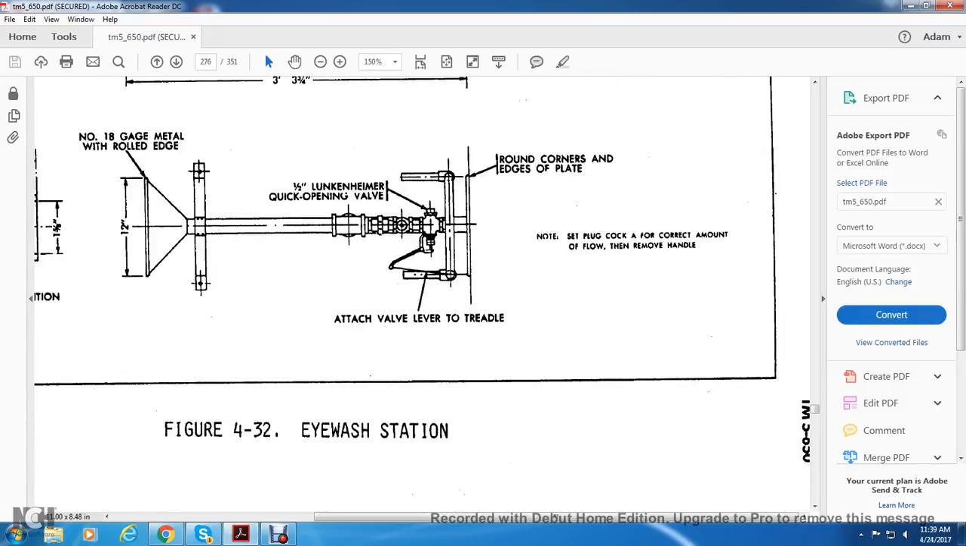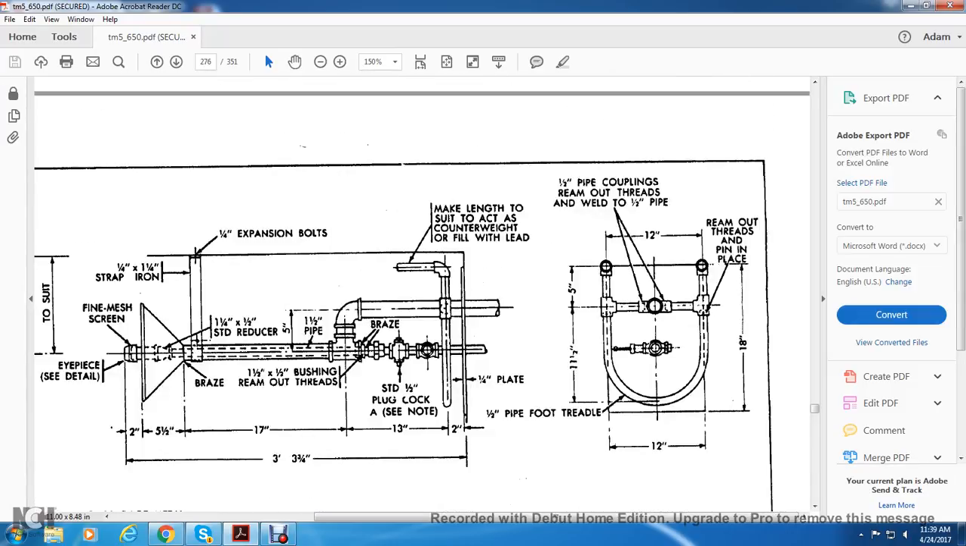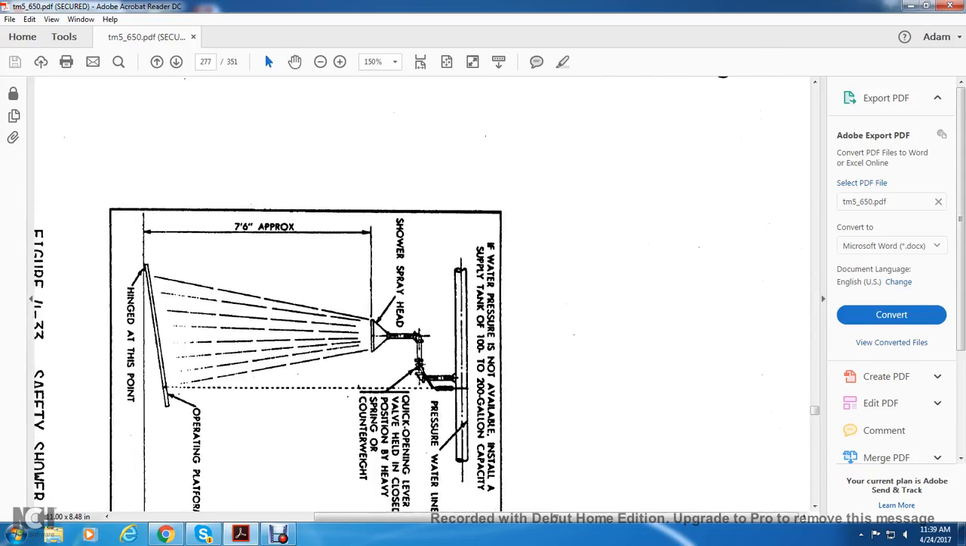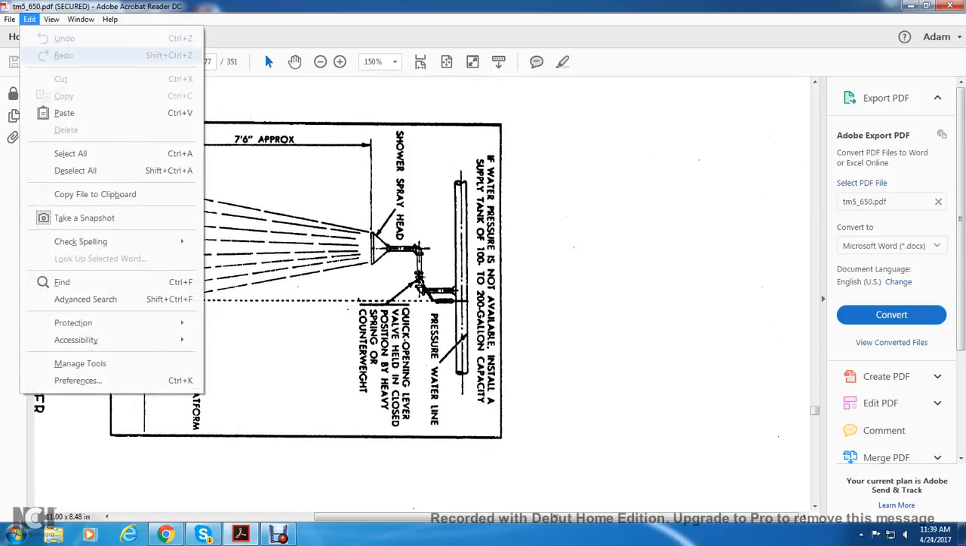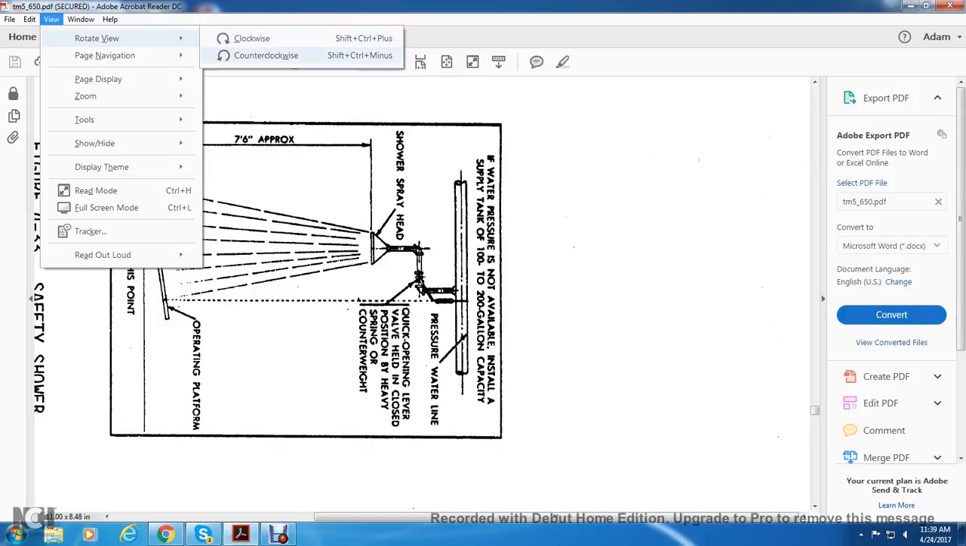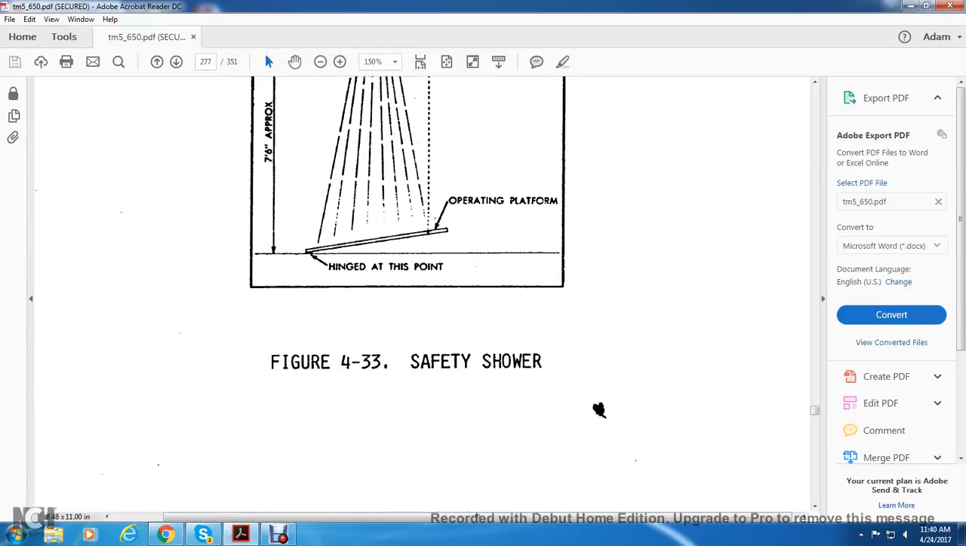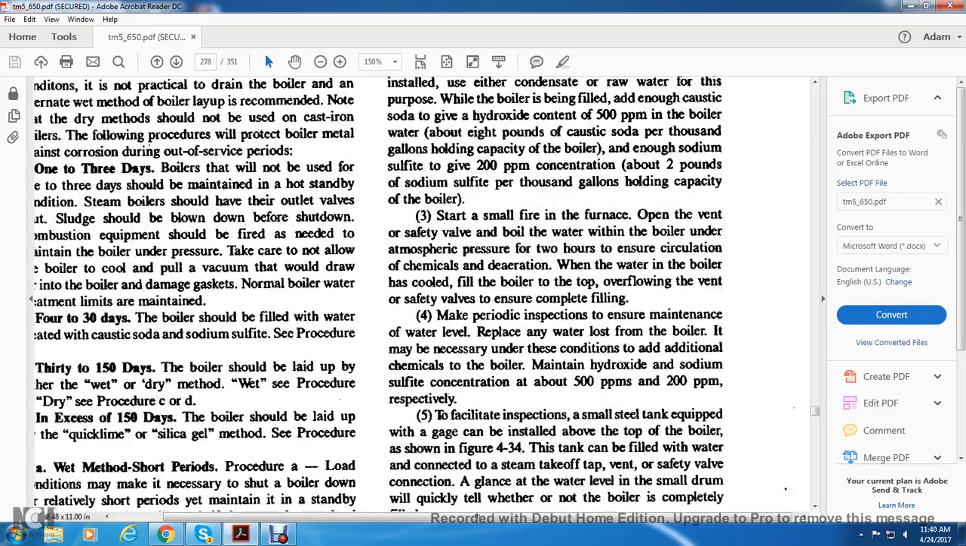All right, this shows your eye wash station. You have here another safety shower.